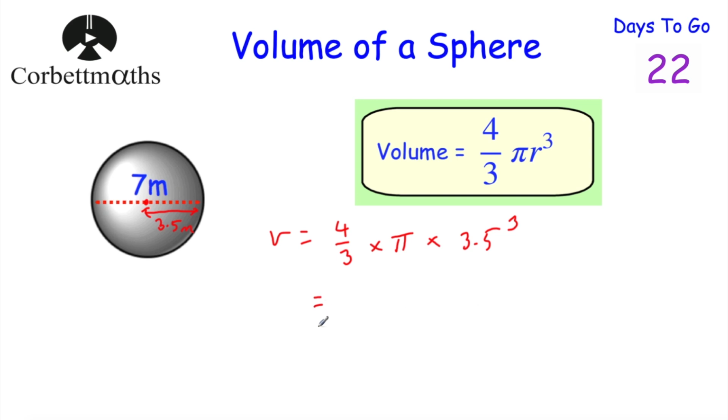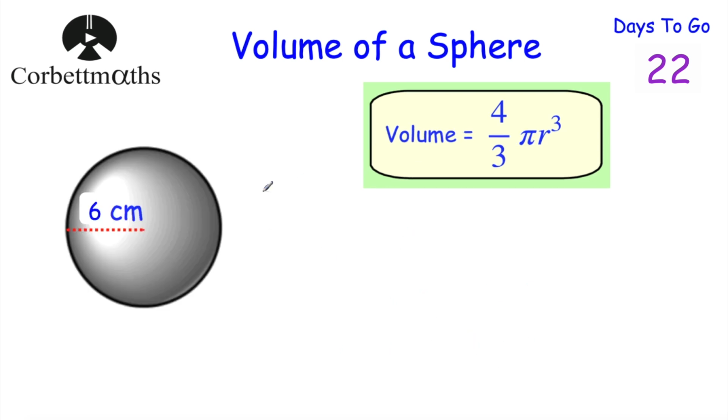And when we do that, we get 343 over 6 pi, or 179.59438, and so on, meters cubed. And let's just round this. I'm going to round it to one decimal place. That'll be 179.6 meters cubed to one decimal place. And that's it. And if you got that, well done. Okay, let's have a look at another question.